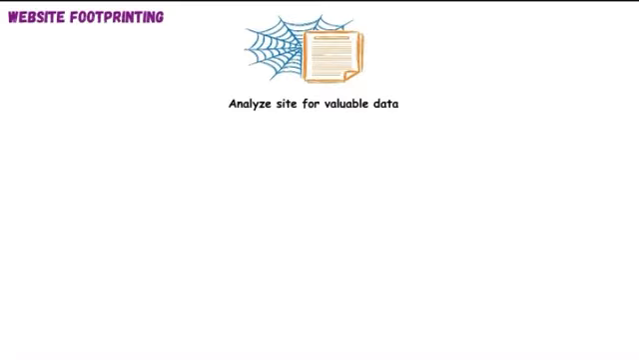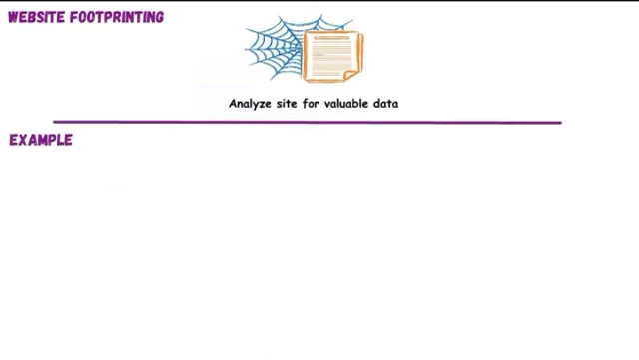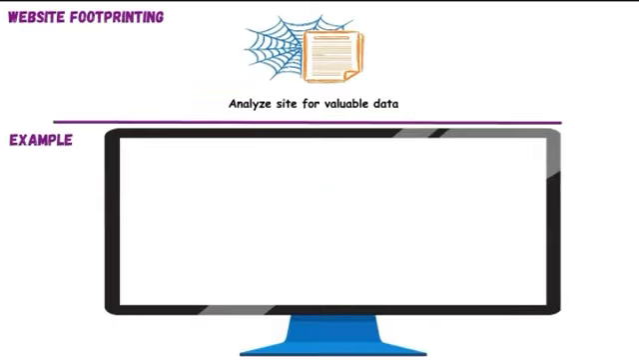Techniques include analyzing the robots.txt file for disallowed directories, examining HTML comments for sensitive data, identifying technologies through browser extensions, and checking for common vulnerabilities. Now, practically, let's see how we can mirror a website for offline analysis.